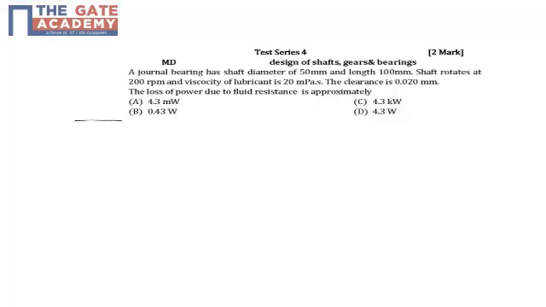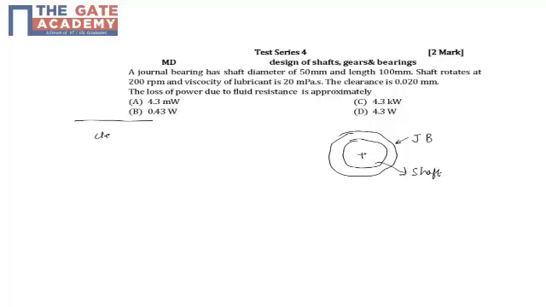Okay, so let's discuss a question from machine design. You have a journal bearing which has a shaft dia. So you have a shaft dia, and you have a journal bearing. I am just magnifying the clearance here just for the sake of understanding. So this is the journal bearing and this is my shaft.